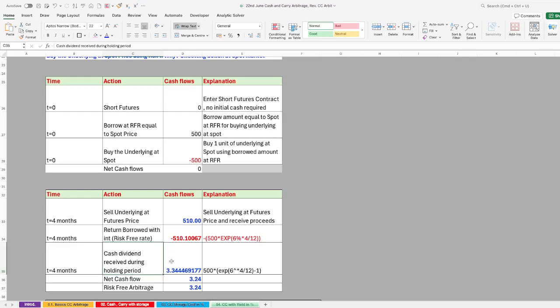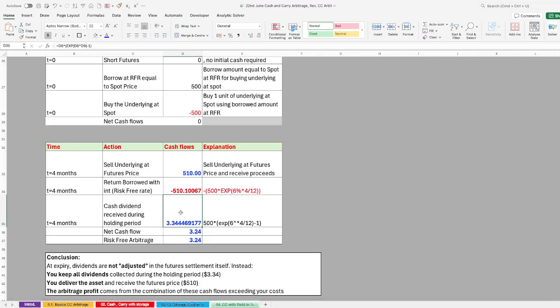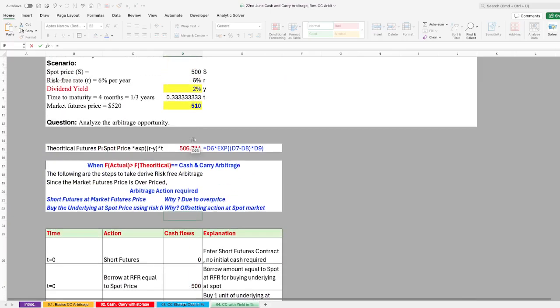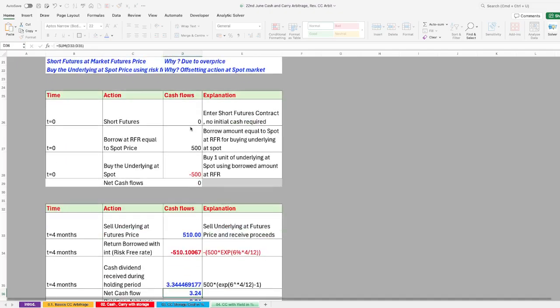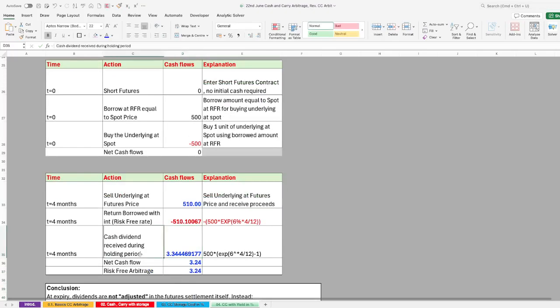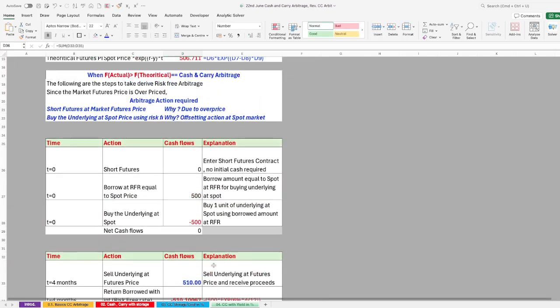Then the cash dividend received: since we bought the asset, we got the dividends. So we have to add the dividends, which are paid in continuous compounding. How do you calculate it? 500 into bracket, exponential bracket, the yield into the time, close bracket, minus 1. We add all the cash flows, including the cash dividend that we received. So the net arbitrage is 3.24.